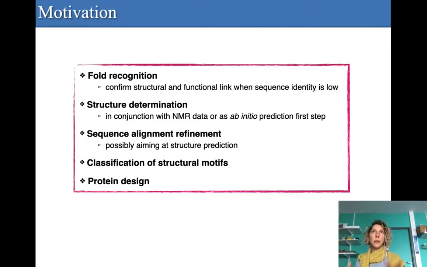The idea is that if you have this low sequence identity, then you're going to use the prediction of secondary structures, and you're going to try to align the structures that are the same, and this is going to improve your alignment, your correspondence between the two proteins. It can also be useful for classification of structural motifs and for protein design.